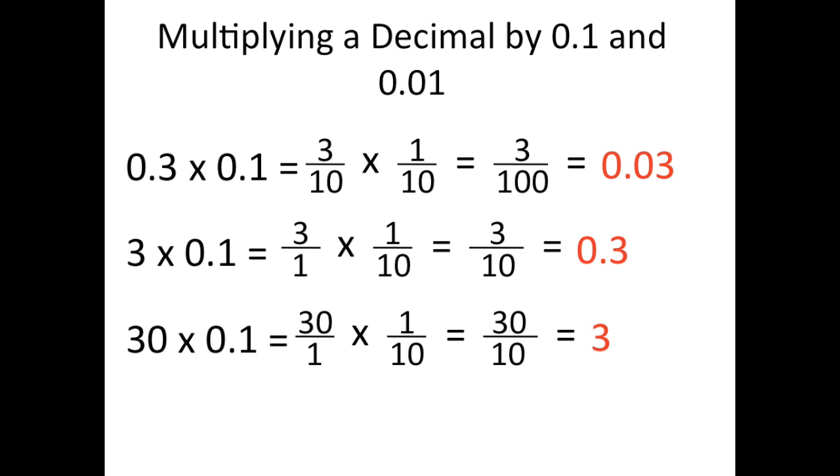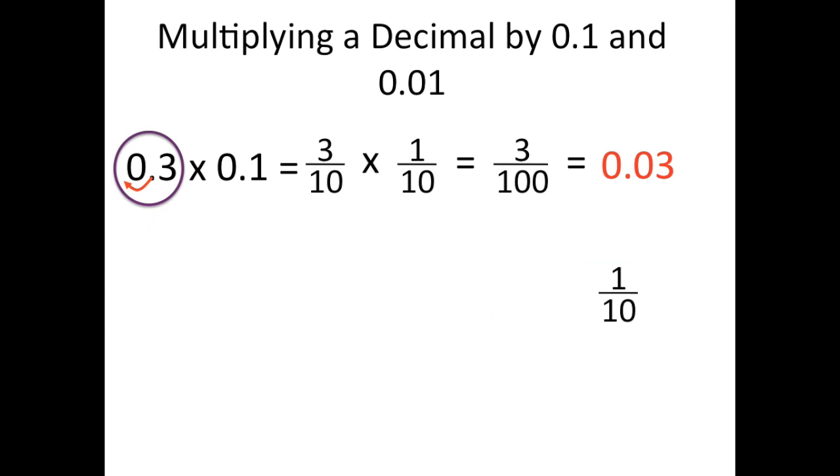You will notice that in each product, the decimal point of the first factor moved to the left one place value. That's because you are finding 1/10 of a number. The number is going to get 10 times smaller. Let's look at it another way.